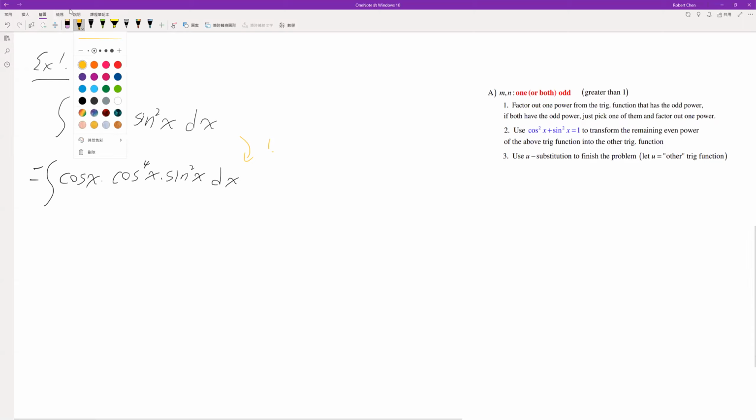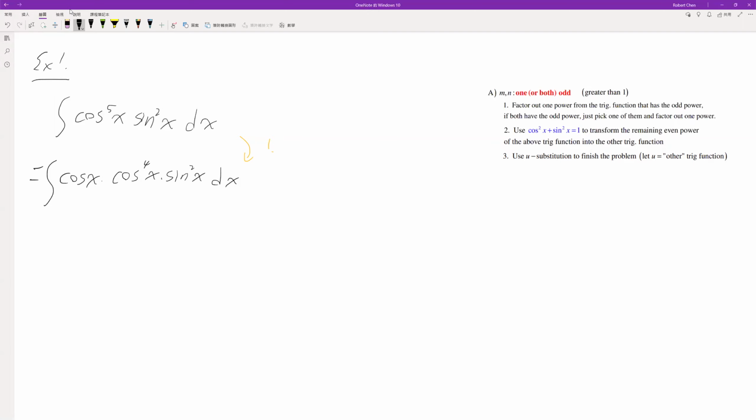And the second step, use cosine squared plus sine squared equals 1 to transform the remaining even power of the above trig function into the other trig function. So this is a little different. First, we don't know which one to do, but we took out the cosine because it had odd power. So we have one cosine here.